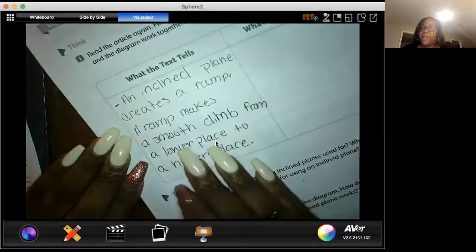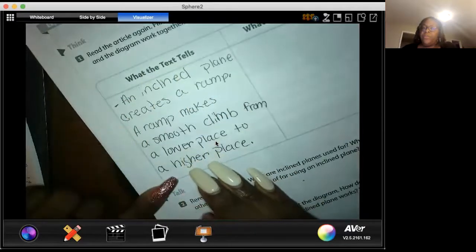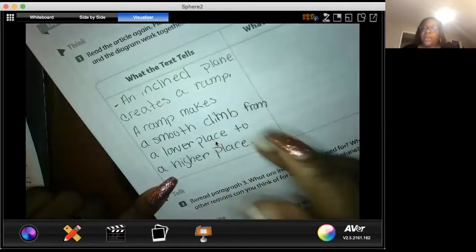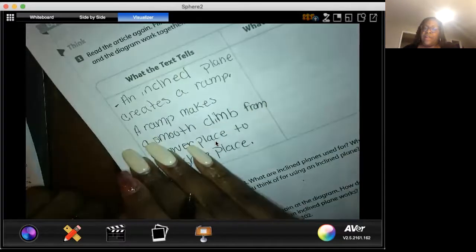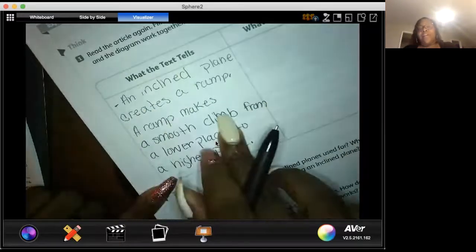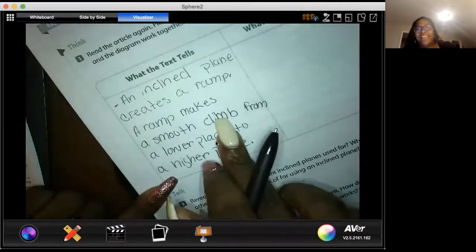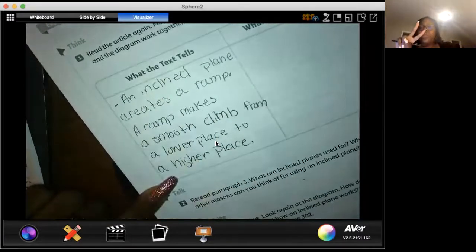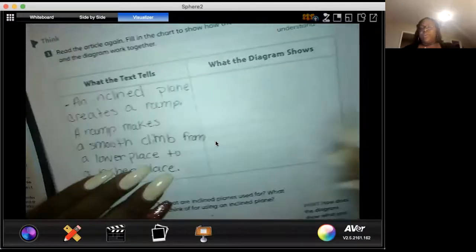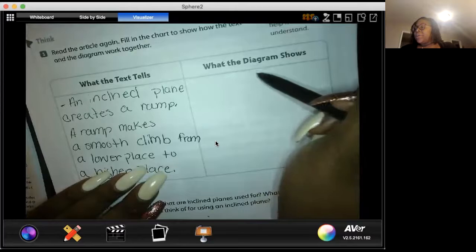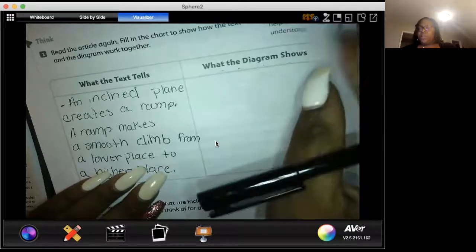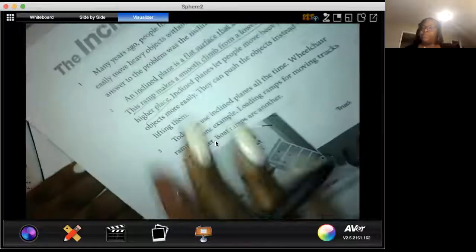If you need some time, I would pause the video and write it out, and then go back to the previous slide. Go to the next slide and write it on the Nearpod. So that means you would be writing it 2 times. It's always good to take notes. So what does the diagram show? So let's look at the diagram again.